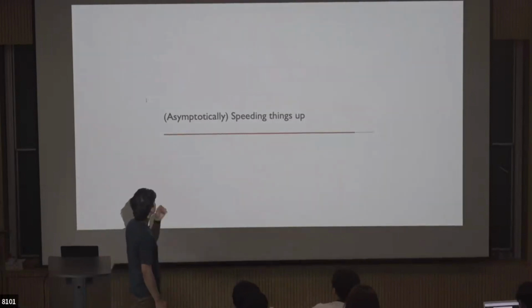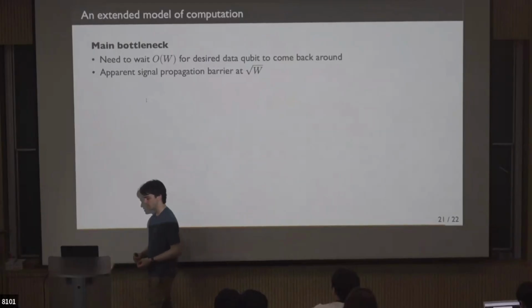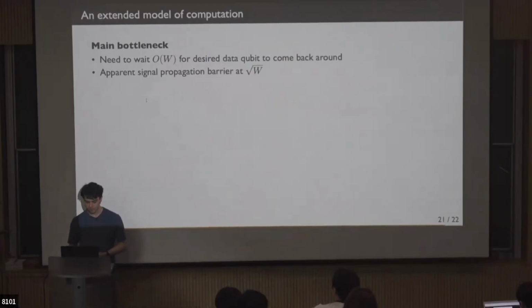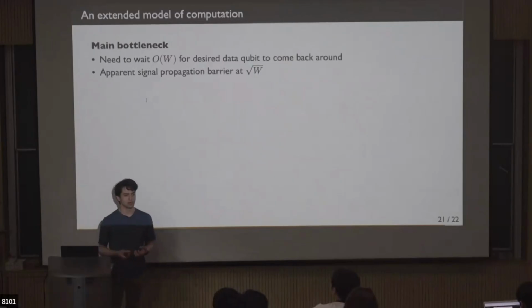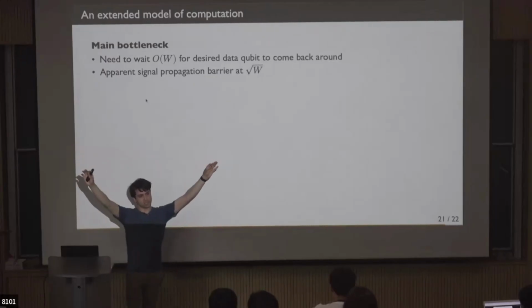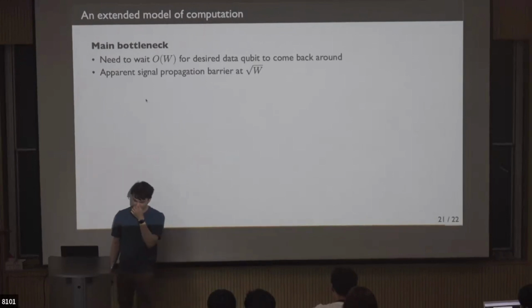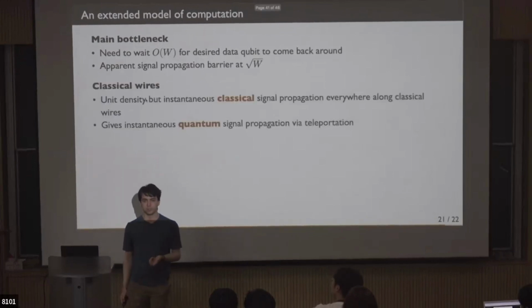Okay, so in terms of how to speed things up asymptotically, we had this data propagating on this tape, and we have to wait for it to come back around. In some sense, there's at least apparently some signal propagation barrier: in the worst case, our operands could be at distant parts of the chip, and then we have to bring them together, right? So I'd like to speed us up a little bit.